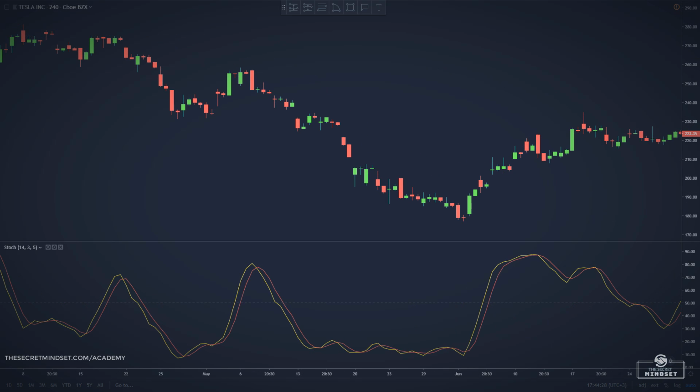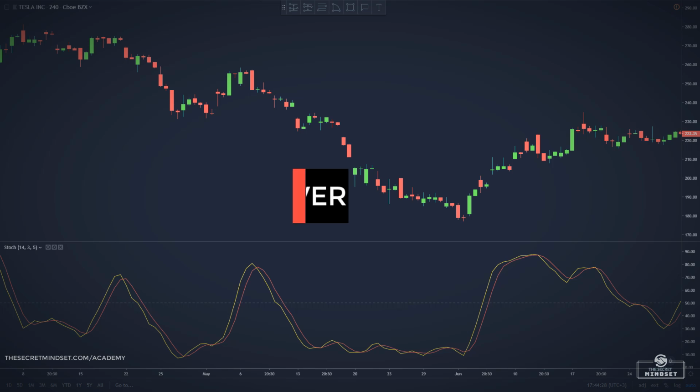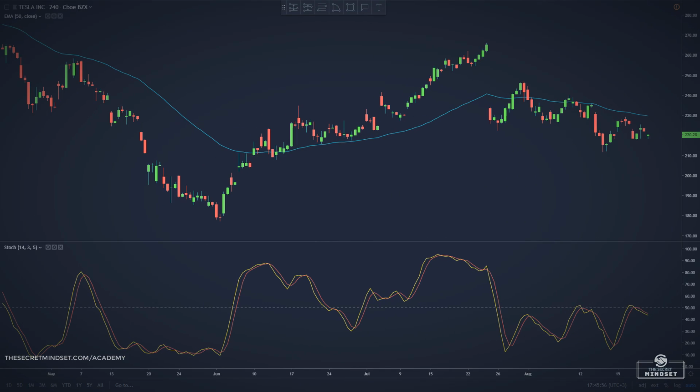Another way in which traders use the stochastic oscillator is to take signals when the indicator crosses the 50 level. When the stochastic indicator crosses above the 50 level, this signals buying pressure. When the stochastic indicator crosses below the 50 level, this signals selling pressure. This method is not used often by traders. I would say that this is an underrated method of trading with a stochastic indicator.